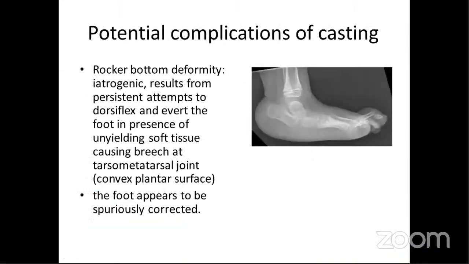The potential complications are obviously iatrogenic, right? One of the common complications is a rocker bottom foot. What happens is that you are just dorsiflexing this forefoot, right? And there are unending soft tissue structures over here. So what you do is that you produce a break at the midfoot, right? And it becomes a boat-shaped foot with a convex medial border instead of a normal arched foot.